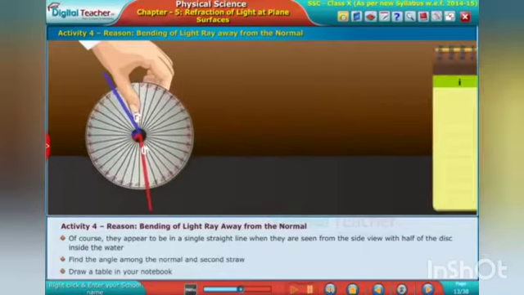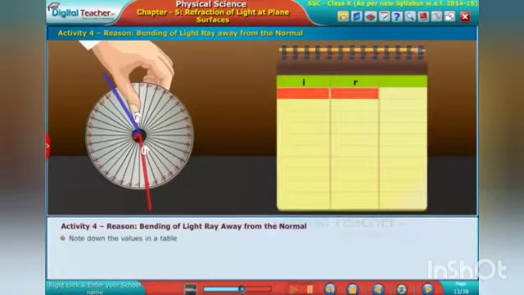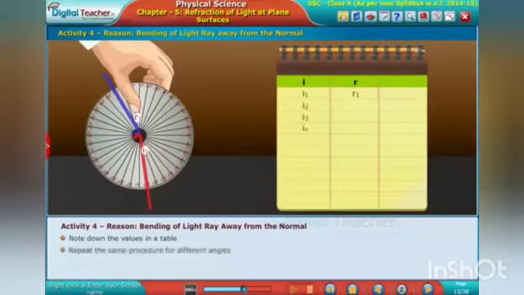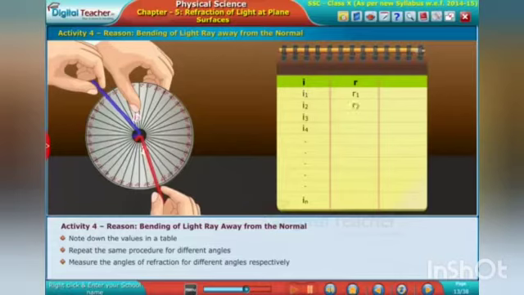Draw a table in your notebook. Note down the values in the table. Repeat the same procedure for different angles. Measure the angle of refraction for different angles respectively.